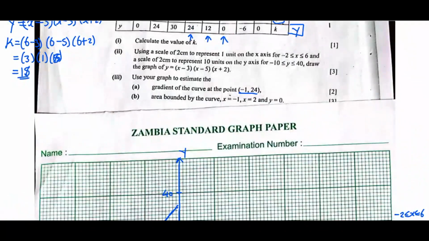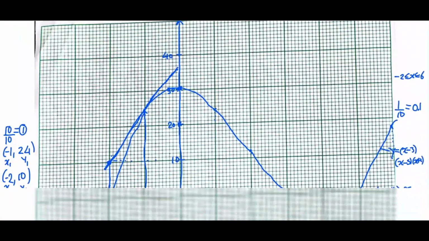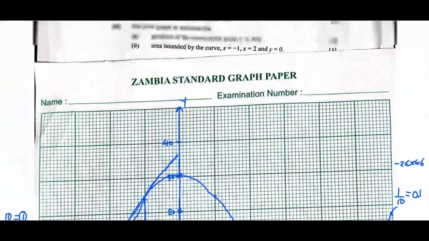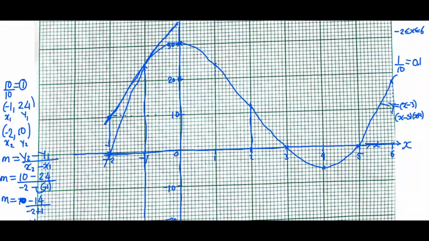Then what other boundary do you have? x positive 2. So x positive 2 is this one here. Then what else? y equals 0, the x-axis. So we can shade. This is the area that we want.